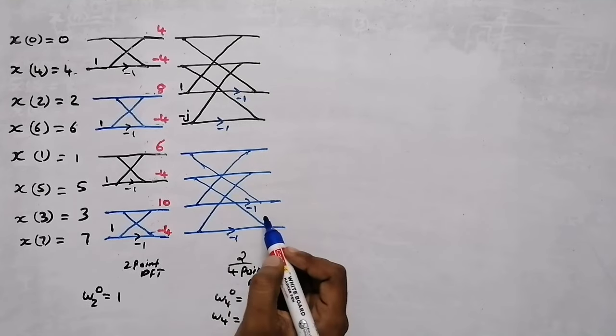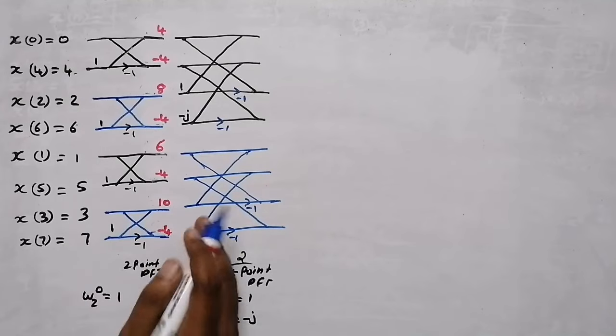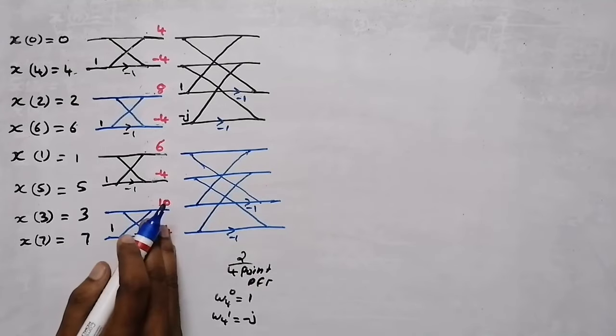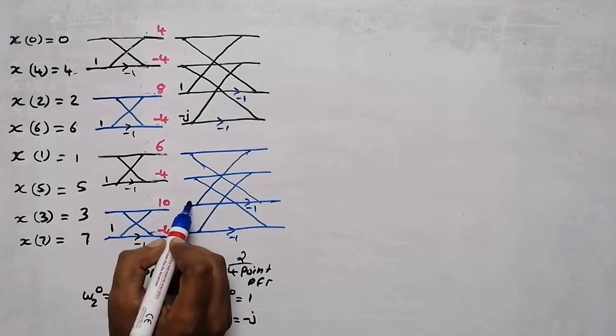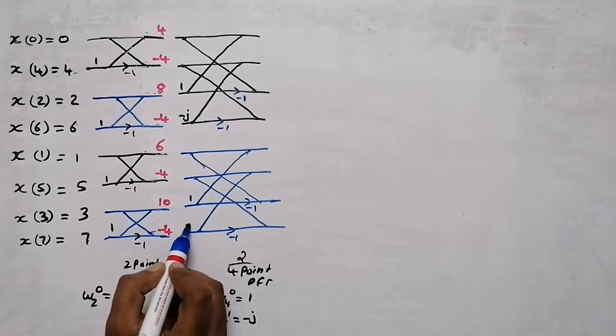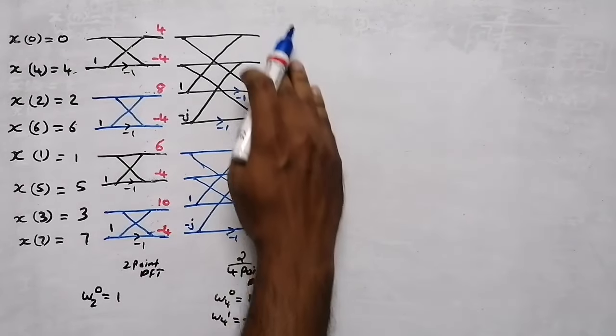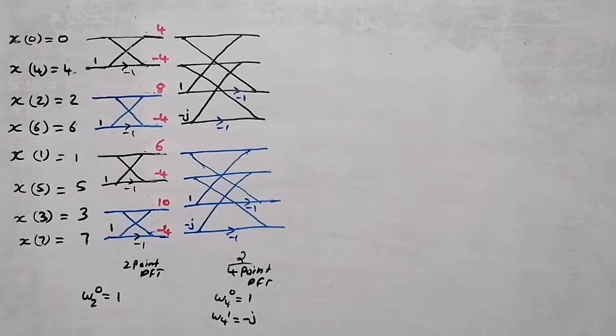Now after putting minus 1, we need to put twiddle factor ahead of the cross mark. On these base 2 lines, we need to put twiddle factor. So the twiddle factor is W 4 raised to 0, that is 1. Then W 4 raised to 1, it is minus j. Okay. Now we need to get the values that are going to come here.